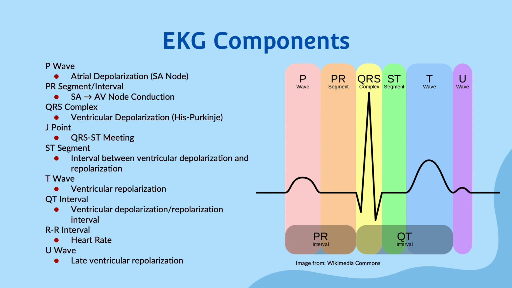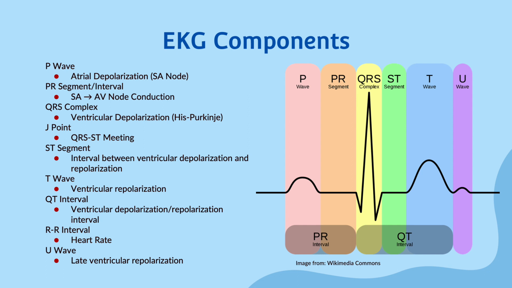The QT interval is the time it takes for the ventricles to complete depolarization and repolarization. It is measured from the beginning of the QRS complex to the end of the T wave. It can be affected by heart rate as well as some pathologies and medications.